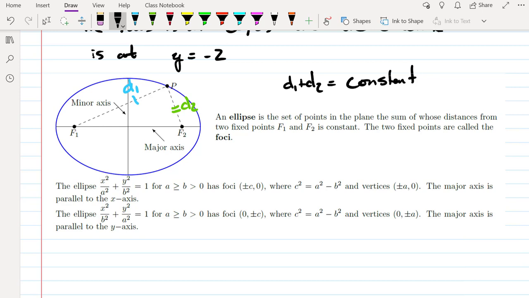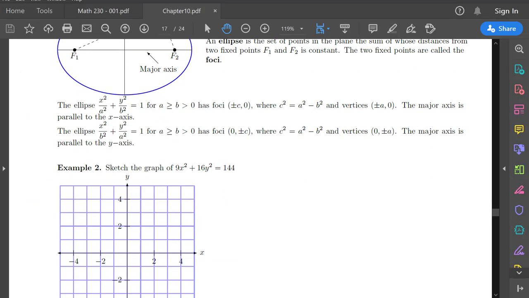Similarly, if the larger number is under the y variable, then we would write our ellipse as x squared over b squared plus y squared over a squared equals 1. And it's going to have foci at 0, plus or minus c, where c squared is still a squared minus b squared, and our vertices this time are going to be on the y-axis at 0, comma, plus or minus a, and the major axis will be parallel to the y-axis.